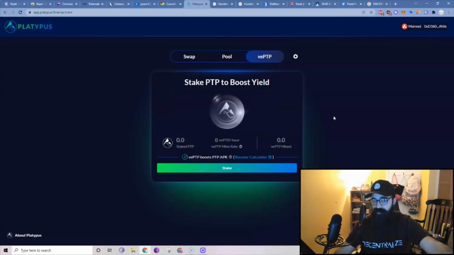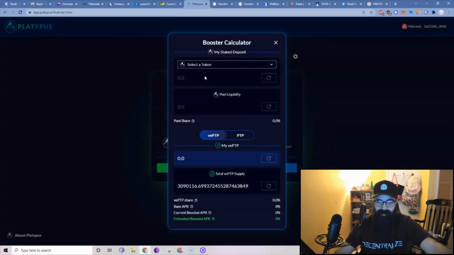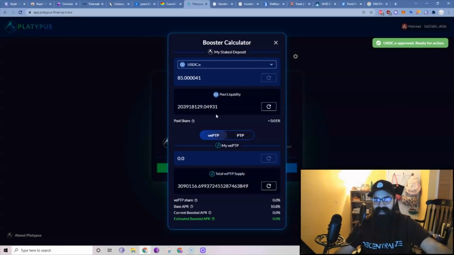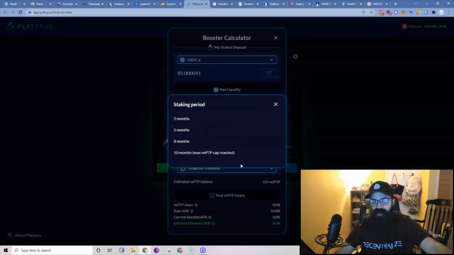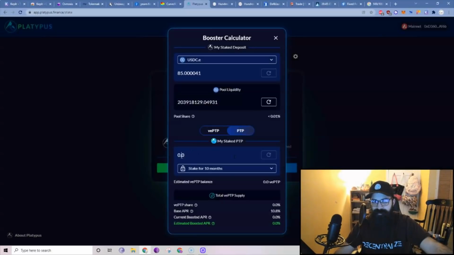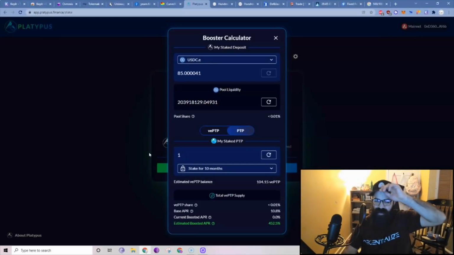Now, if you want to know how much PTP you'll have to stake, you want to click on this calculator. And so in the case of the USDC, I have 85. It populates it. That's pretty nice. And then, in terms of PTP that you'll have to purchase on Trader Joe, you can say 10 months. I imagine whatever I'm buying, the tokens are gone. One token right now is like $10. So for an eighth of what I'm doing, I'm getting an estimated boosted APR of 400%. This is estimated, it might be a little bit different, but that's really good. That's a really good place to be.